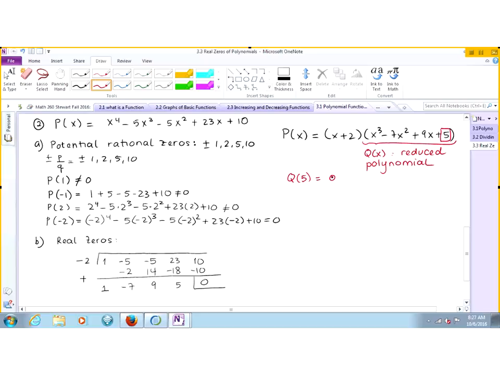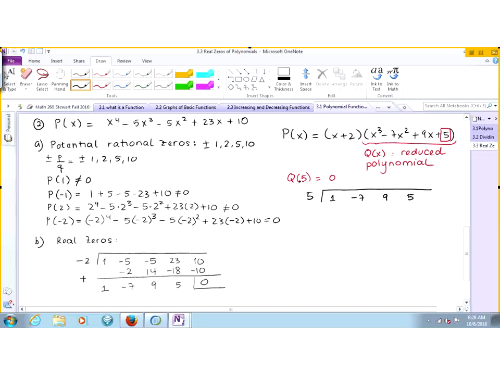All right. So what am I doing now after I found Q of 5 is 0? Synthetic division again, using 5, and I'm going to put Q here, which is 1, -7, 9, 5. My job for P of X is done. So now what I need to do is Q of X. I need to factor this.